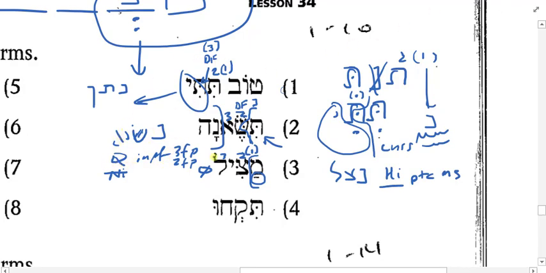Yes, so the tzadi here, we have a chirik yod with it. That's also characteristic of the Hifil, right? So there's really two clues here to tell me that this is a Hifil form. Excellent. Now, take a look at one of your columns here.